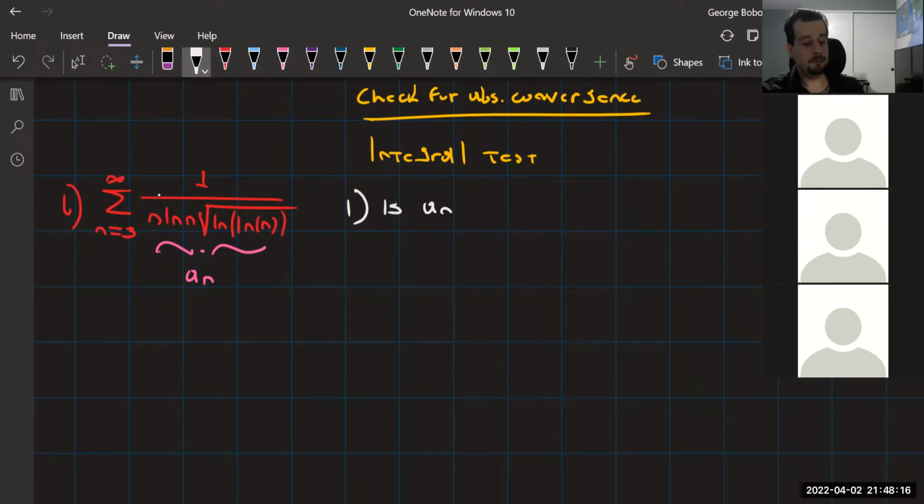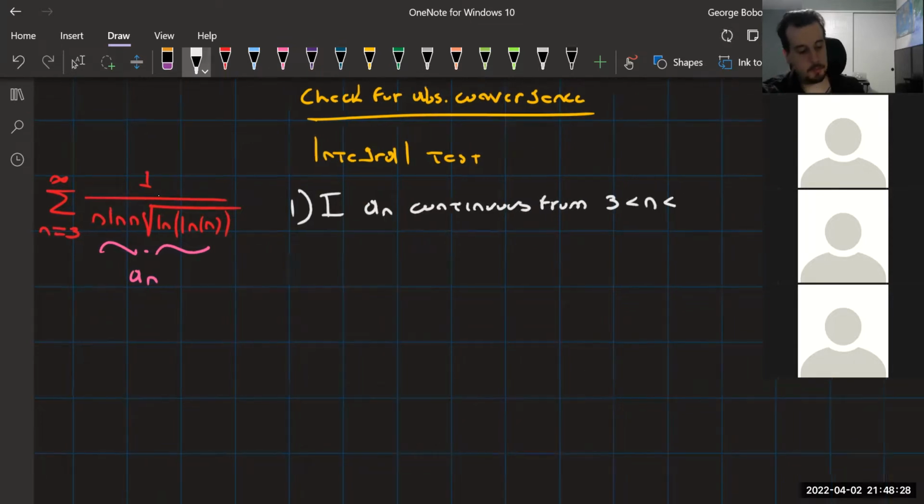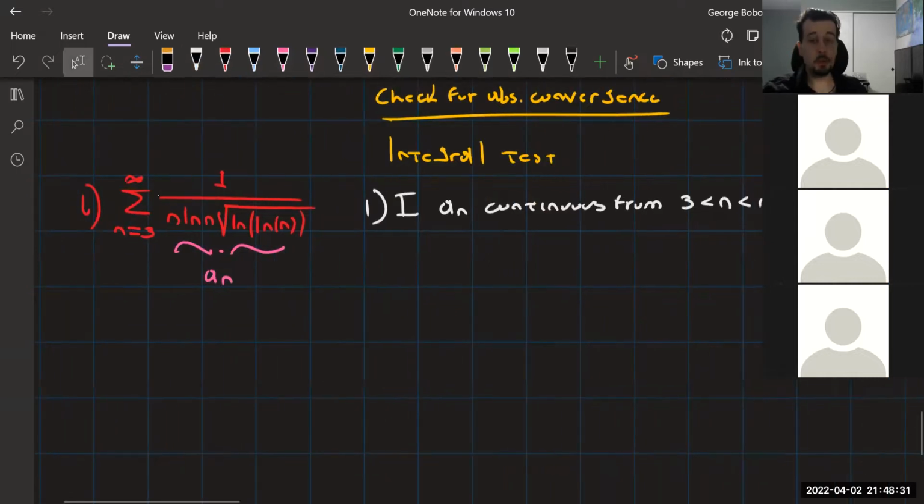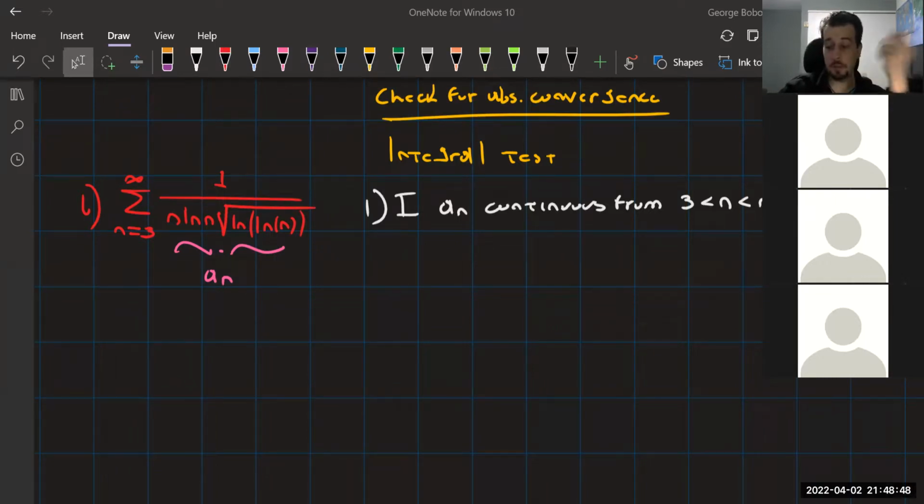Is a_n continuous from n = 3 to infinity? Yes or no? I need to know. Is it continuous? Or does it have holes, gaps, etc.? Well, what do we think about that? Is there a value of n between 3 and infinity that will break this?